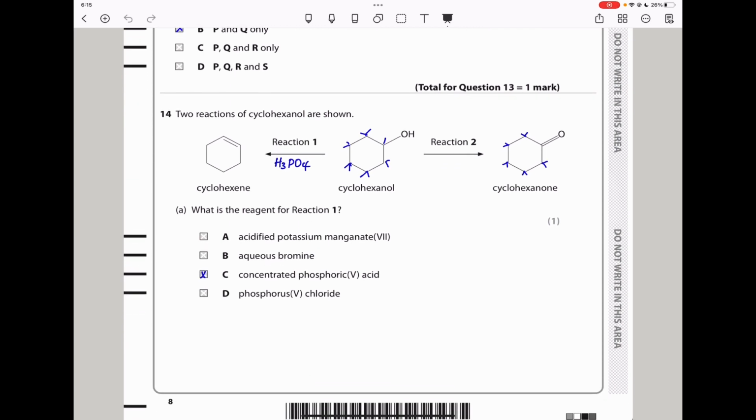Moving on to question 14, it says, two reactions of cyclohexanol are shown. This is cyclohexanol going through two reactions, one in this direction and the other in the other direction. Question 14A asks, what is the reagent for reaction 1? Reaction 1 is converting an alcohol into an alkene. That is a dehydration reaction. Water has to be removed, so phosphoric acid has to be used as the dehydrating agent, or as the catalyst in this case actually. So it should be concentrated phosphoric acid. That is what is going to be used. So question 14A, the answer should be a C.